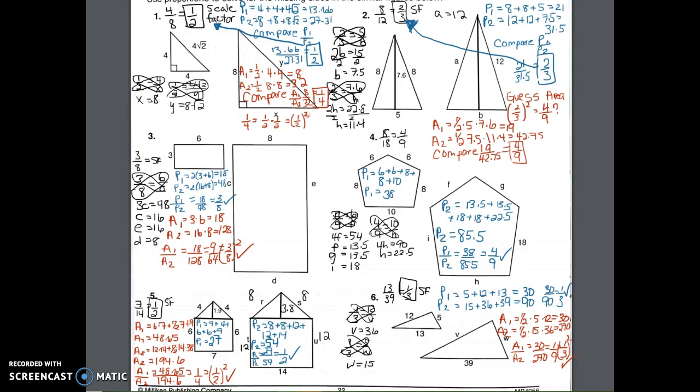So when we're dealing with the dimensions, remember, perimeter is one-dimensional. It's going to be the same as the scale factor. Area is two-dimensional. It's going to be the scale factor squared.